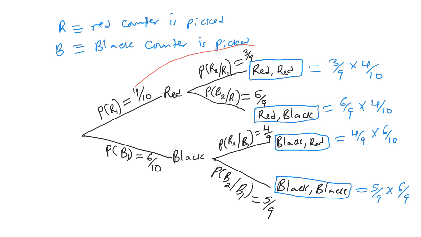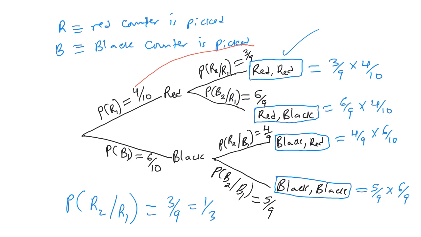Okay, so let us see. The first question is, find the probability that the second counter is red given the first counter is red. Okay, so this is what they're talking about. The second was red given the first is red. Okay, so what is the probability? P of red given red is simply 3 out of 9, which is 1 out of 3.